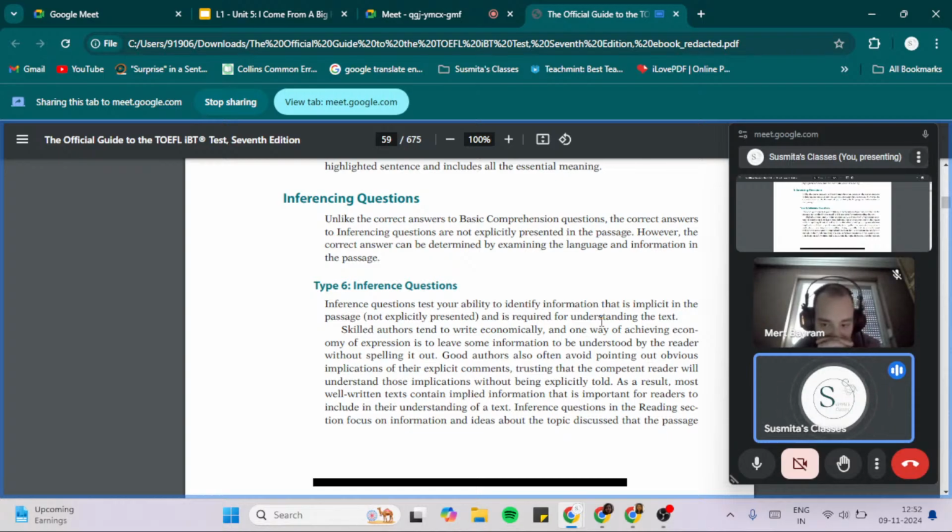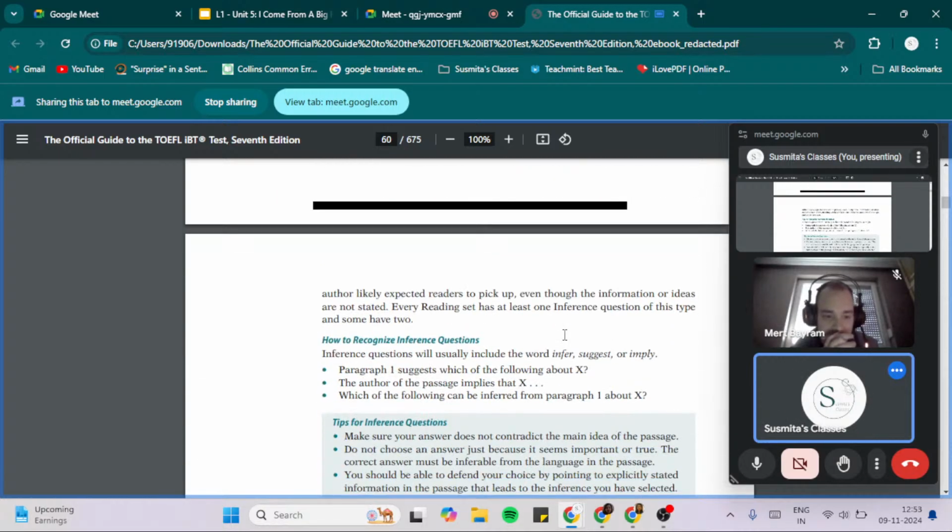It will be paraphrased. Words will be changed. That is how we have to find it out, and that is how it gets difficult sometimes. Because we can't find the option easily, that's why it becomes a little difficult.